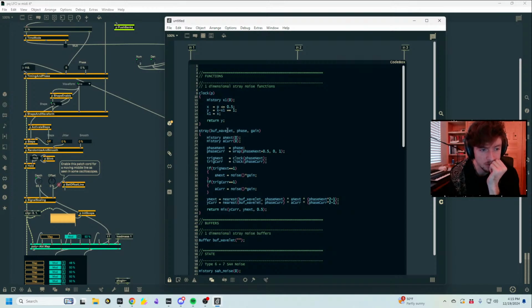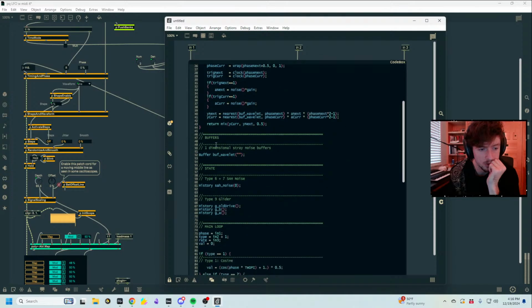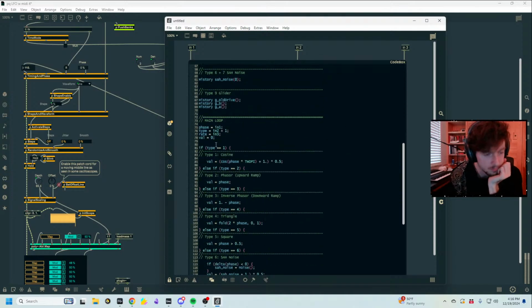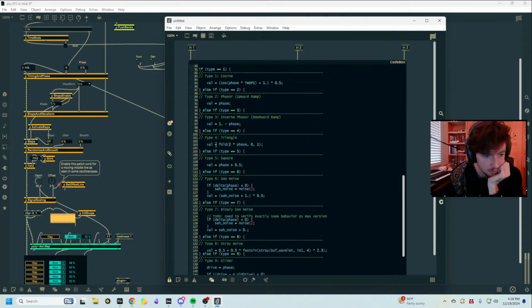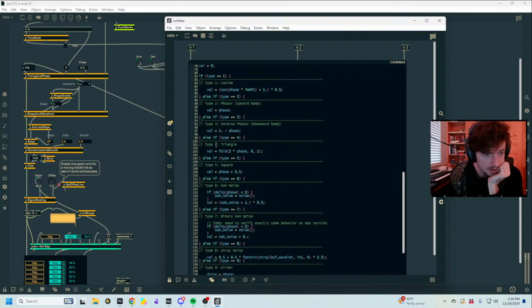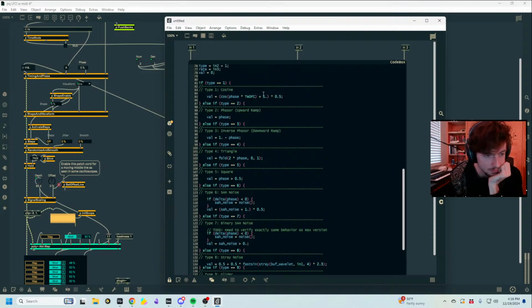Soft wavelet. I don't know what programming language this even is. I guess I have to learn Gen now. Oh, that's cute. Okay, this is literally how each of the different wave shapes are being made. Interesting.